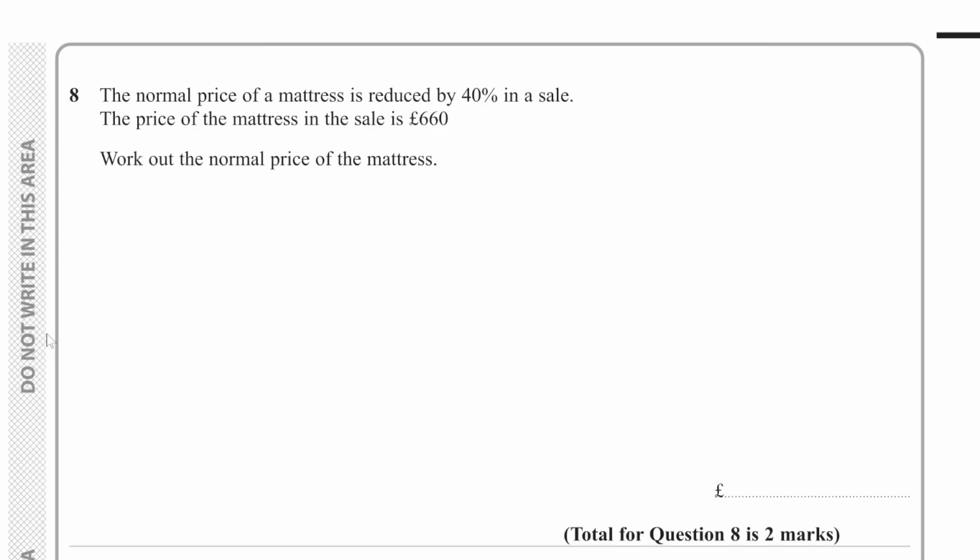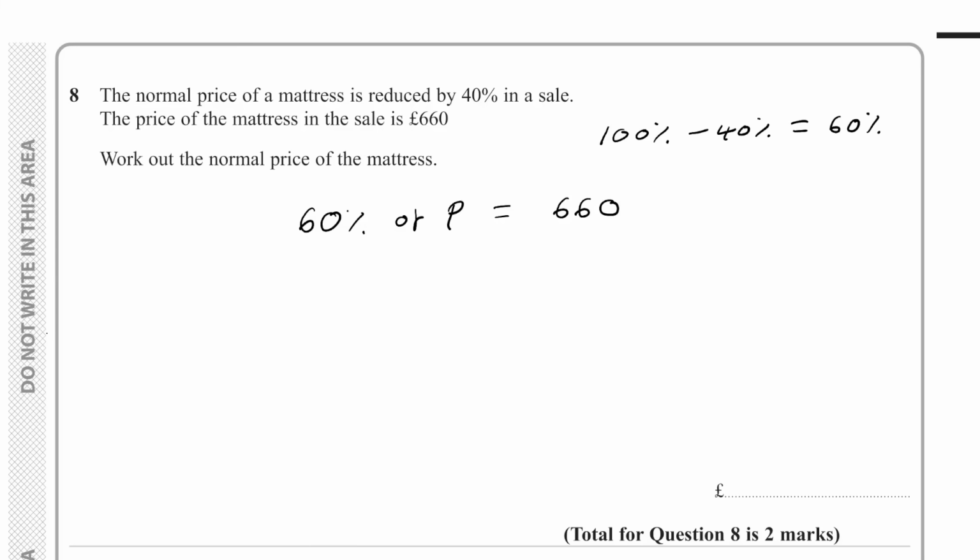Question 8. The normal price of a mattress is reduced by 40% in a sale. The price of the mattress in the sale is £660. Work out the normal price of the mattress. So the original price was 100%, and if we take away 40%, that means we have 60% of the original price left. So 60% of the original price is equal to £660.